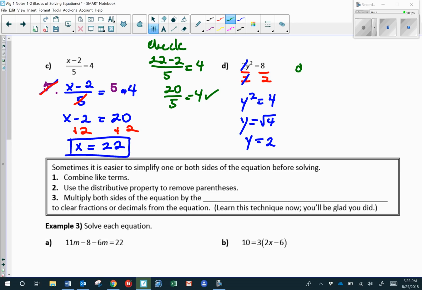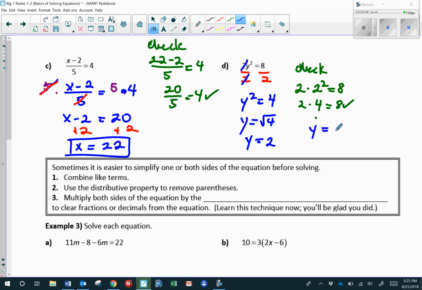We can check that result by replacing y with 2 in the original equation. So 2 times 2 squared is equal to 8. Let's check that. We would have to do the exponent first, so that would give us 2 squared is 4, and then 2 times 4 is 8. That solution checks. A note about this solution: y equals 2 is not actually the only solution.